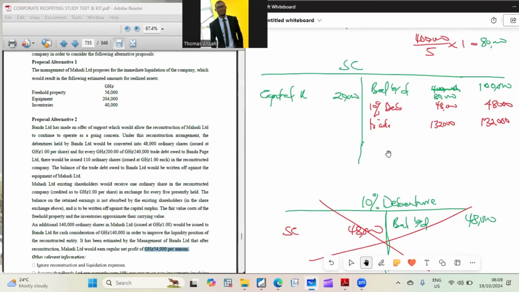All right. So that is that. In capital, you can also write the 80,000. The corresponding entry of the 80,000 is the cash book. You are receiving money. Then you write off the 100,000 to the reduction. Either way, it is.